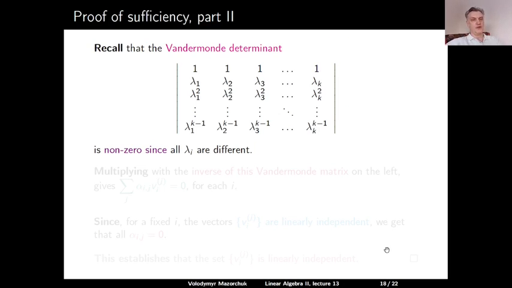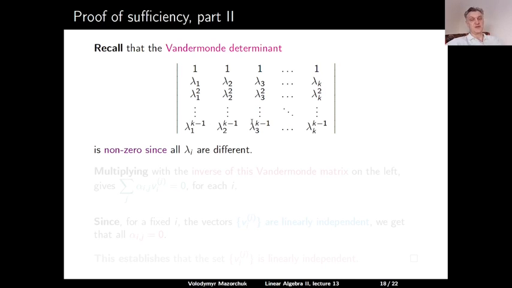Recall that we have the following Vandermonde determinant, so that the determinant of the following square matrix is non-zero. So if you consider the matrix where the first row is just 1, 1, 1, 1, 1, the second row is lambda 1, lambda 2, lambda 3, and so on, lambda k. Then the third row is lambda 1 squared, lambda 2 squared, lambda 3 squared, and so on, lambda k squared, and so on. So if you consider such a k times k matrix, and note that we have assumed that all lambda i's are different, then the determinant of this matrix is called the Vandermonde determinant, and it is known that it is a non-zero number.